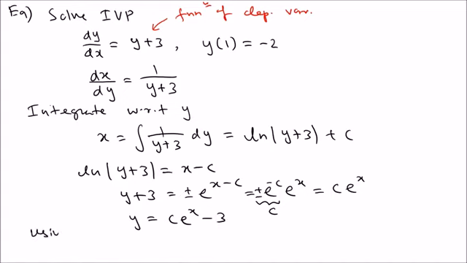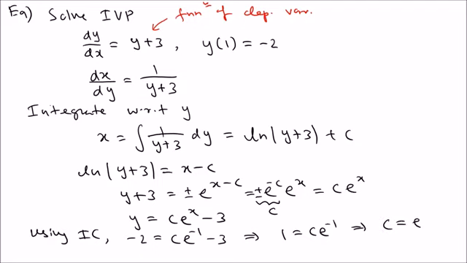Now we're going to use the initial condition. We know that for the initial condition, y is negative 2 when you plug in x = 1. So that means y = -2 equals Ce^1 - 3. What we need to do is solve for C. First we move the number to the other side, so we add 3 to both sides. This says that 1 = Ce. In other words, if you multiply both sides by e, it says that C = e.